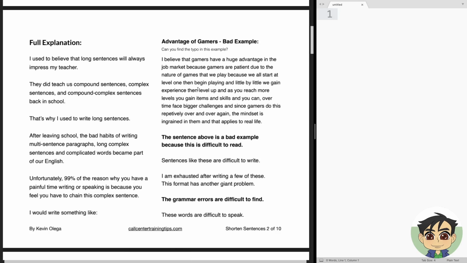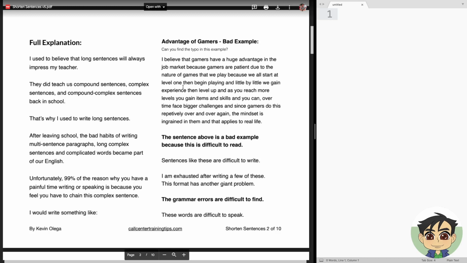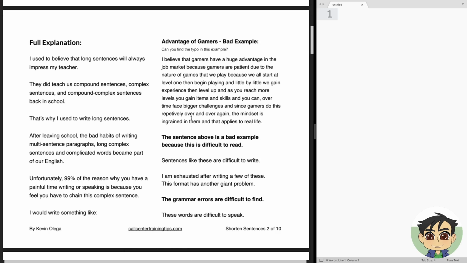Even if this sentence is grammatically correct, you shouldn't write sentences like these. The longer your sentences are, the dumber you look. The longer your sentences are, the dumber you sound. So the sentence above is a bad example because this sentence is difficult to read.